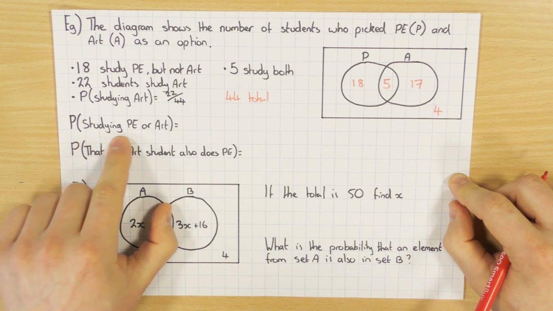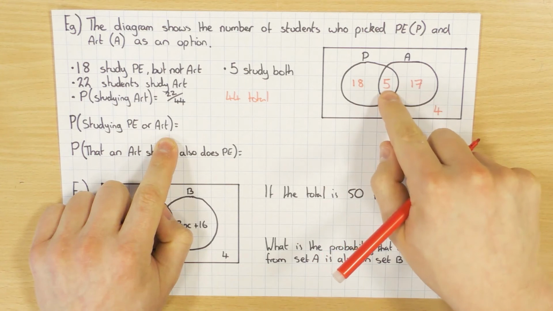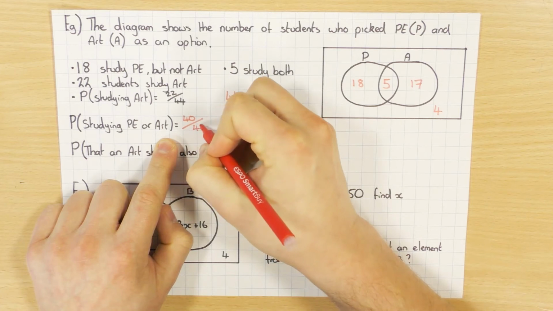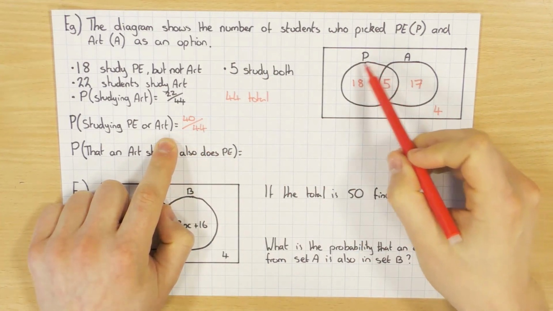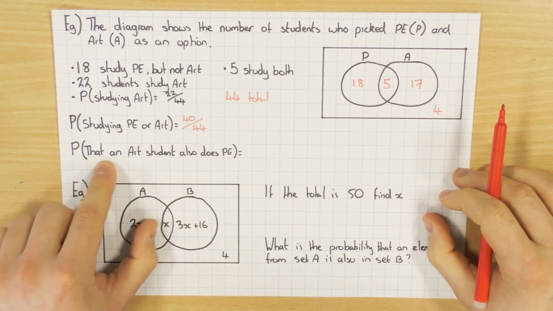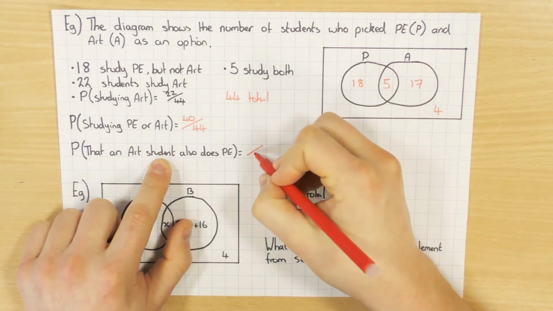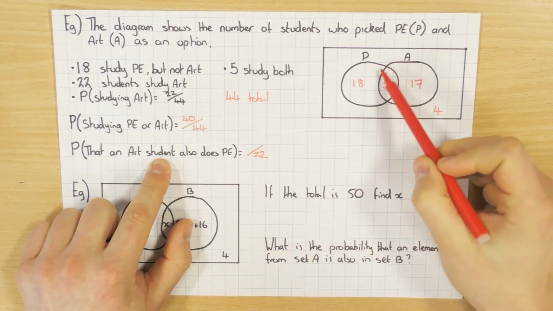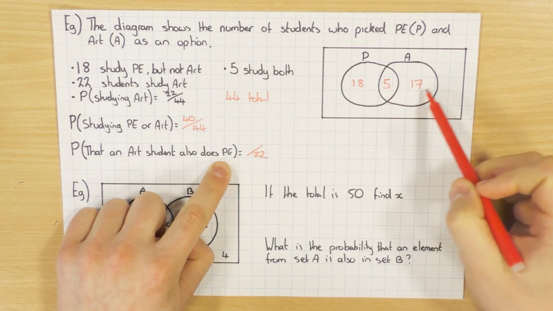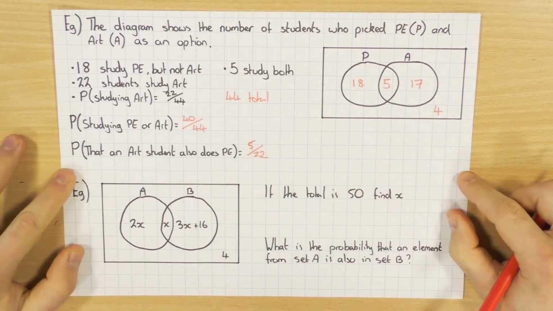So what's the probability of studying PE or art? Well, I've got 18 plus 5 plus 17 is 40 out of the possible 44. So you can do PE or art, so it's these ones here. What's the probability that an art student also does PE? There was 22 art students, so my denominator in this case is 22, because only 22 students studied art. Well, 5 of the art students do PE as well, so that one would be 5 over 22. So just be careful there.